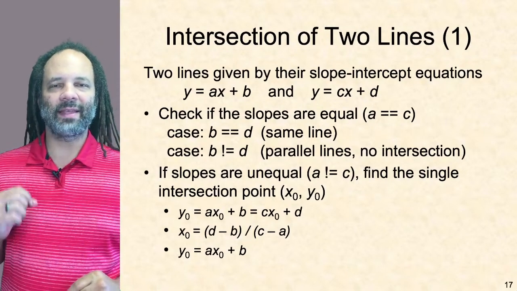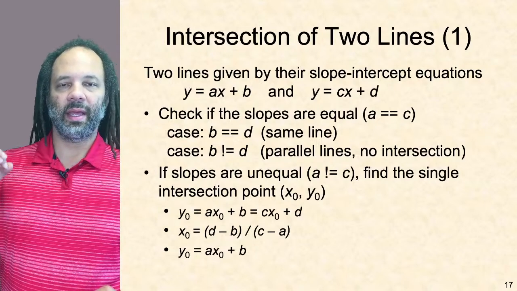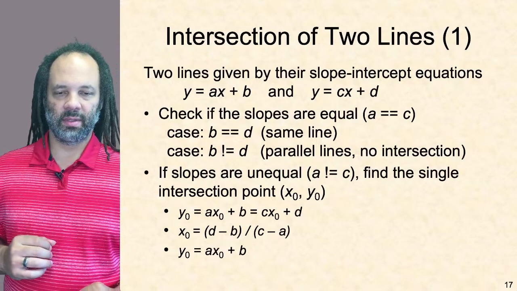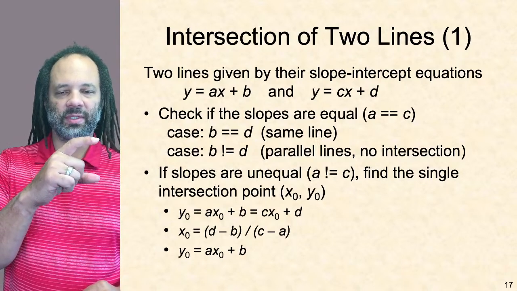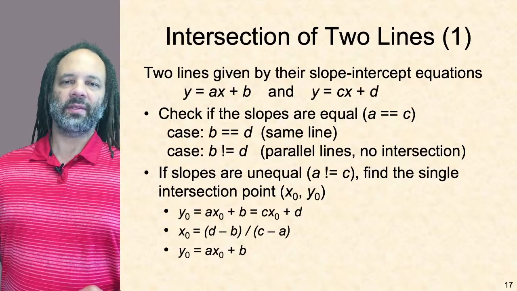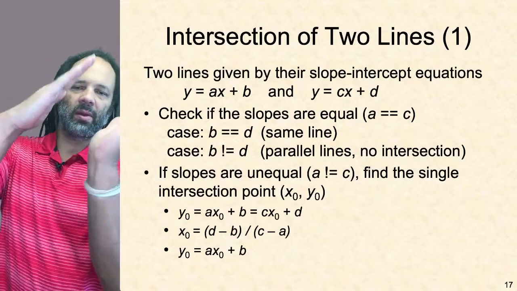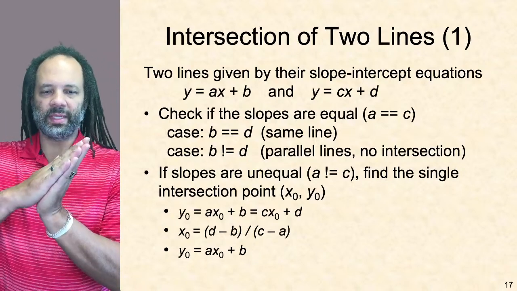So if I've got these two lines and I want to figure out what is the intersection point, you see that the first thing I have to do is take their slope-intercept forms and then check to see if their slopes are equal. Because if the slopes are equal, then I've either got my parallel line or I've got my same line. So those are pretty easy to figure out, right?